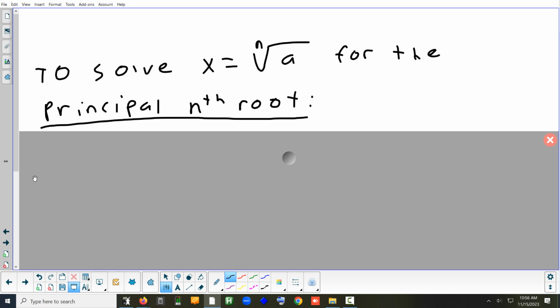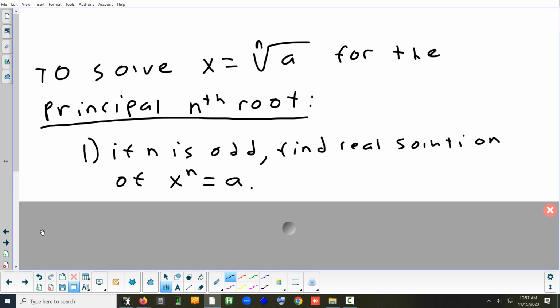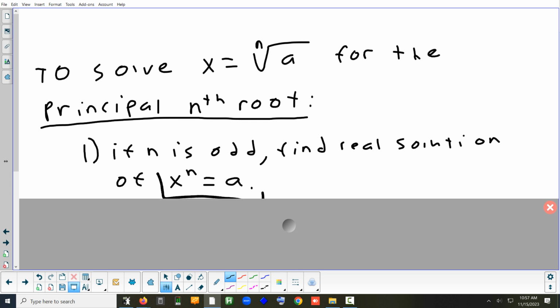So, yeah, I asked you, when you take the square root of 9, you get 3, but you also get something else. Negative 3. There's always 2 answers. But when they ask for the principal root, they want 1 answer. Okay, so principal root means 1 answer. And if it's odd, what you're basically doing is solving this equation.